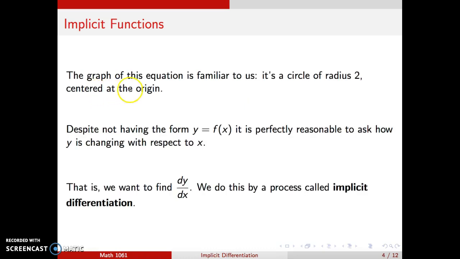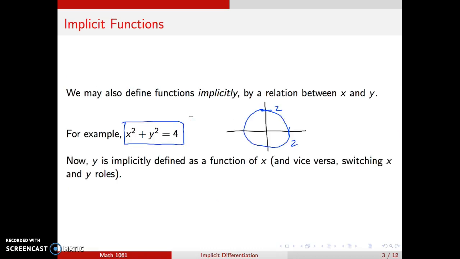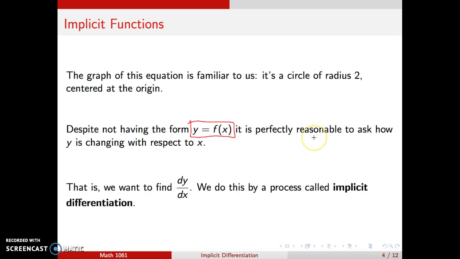Like we just showed in the last slide, this graph is something we're familiar with. It's a circle of radius 2 centered at the origin. So it doesn't look like y equals f of x, but it's described by a relation between those two variables, y and x, and asking how y is changing with respect to x at a point is perfectly reasonable. If I jump back, I might ask, what's happening right here? How is y changing as I move x a little bit? So what we're trying to find is dy/dx, the rate of change of y with respect to x.